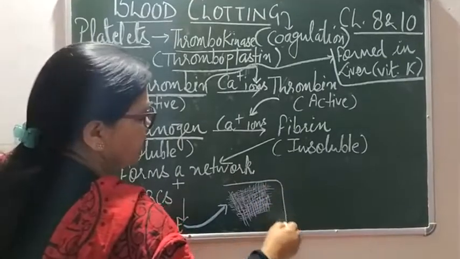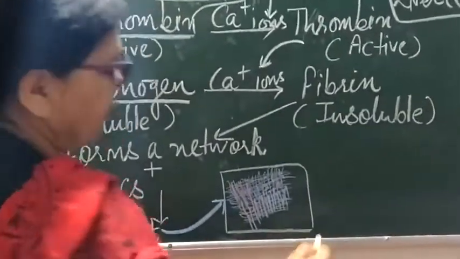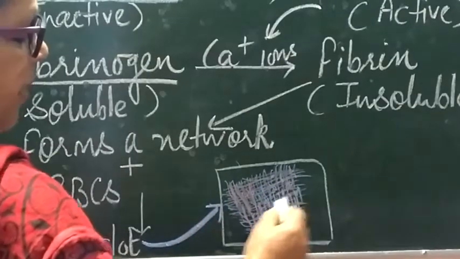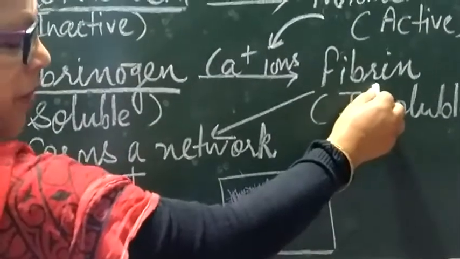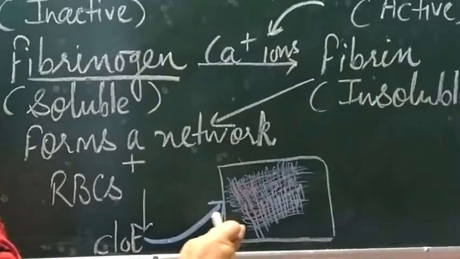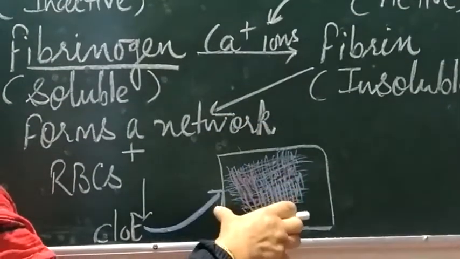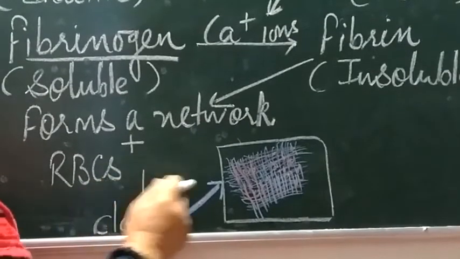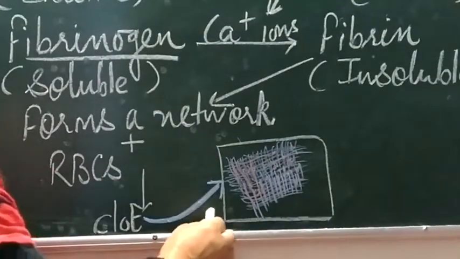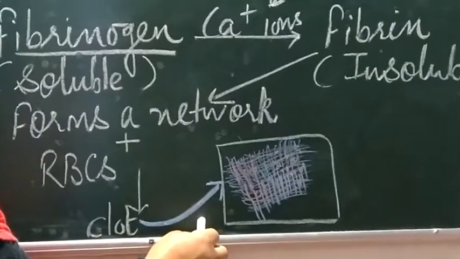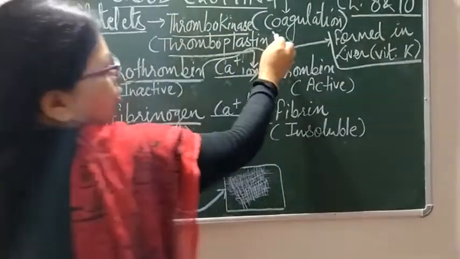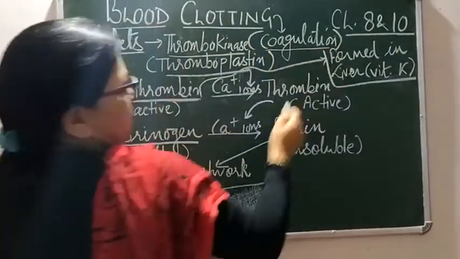If you look at this figure, here you can see all these fibers. These are fibers, meaning these are fibrins. Over the injured part, they will form a mesh, a network, and along with RBCs, they will form a clot. This is how a clot is formed. So, this is the whole mechanism of blood clotting. Blood clotting is also known as coagulation.